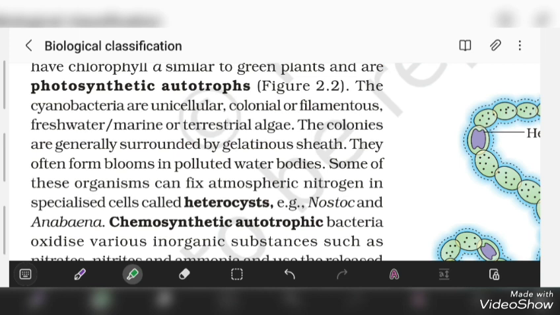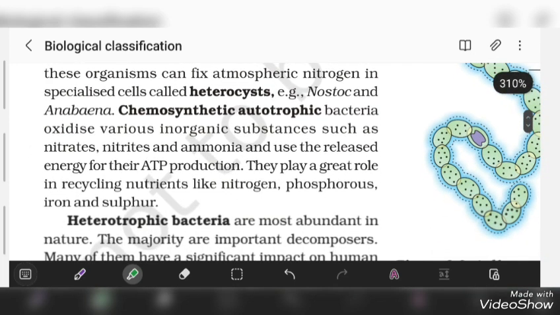Some of these organisms can fix atmospheric nitrogen in specialized cells called heterocysts. Examples: Nostoc and Anabaena. Chemosynthetic autotrophic bacteria oxidize various inorganic substances such as nitrates, nitrites, and ammonia and use the released energy for their ATP production. They play a great role in recycling nutrients like nitrogen, phosphorus, iron, and sulfur.